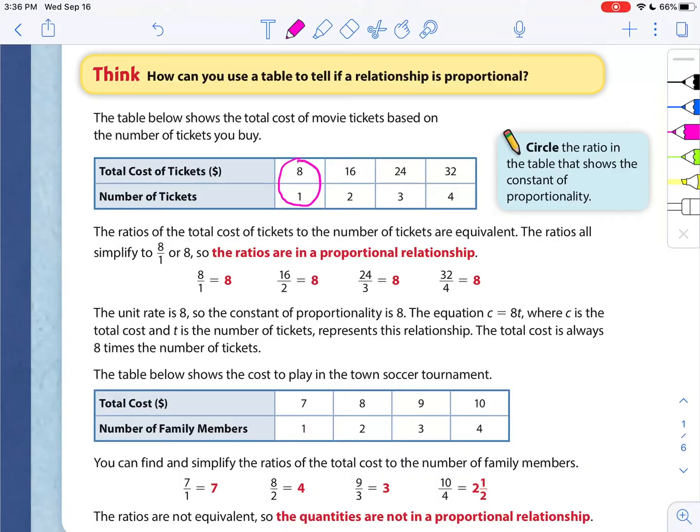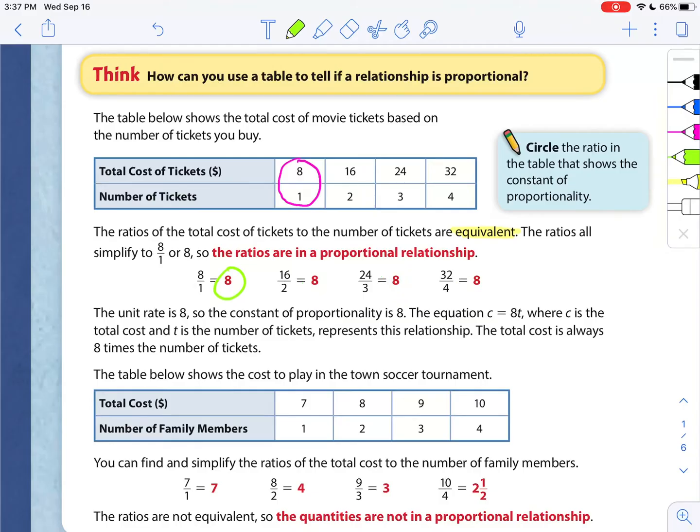The ratios of the total cost of tickets to the number of tickets are equivalent. Remember, that means that they're equal. The ratios all simplify to 8/1 or 8. So the ratios are in a proportional relationship because they all simplify to 8.